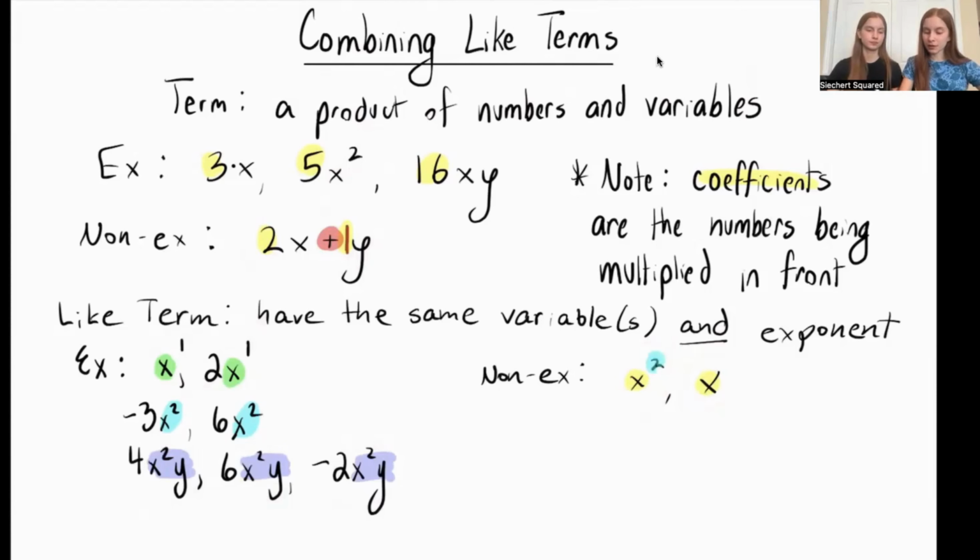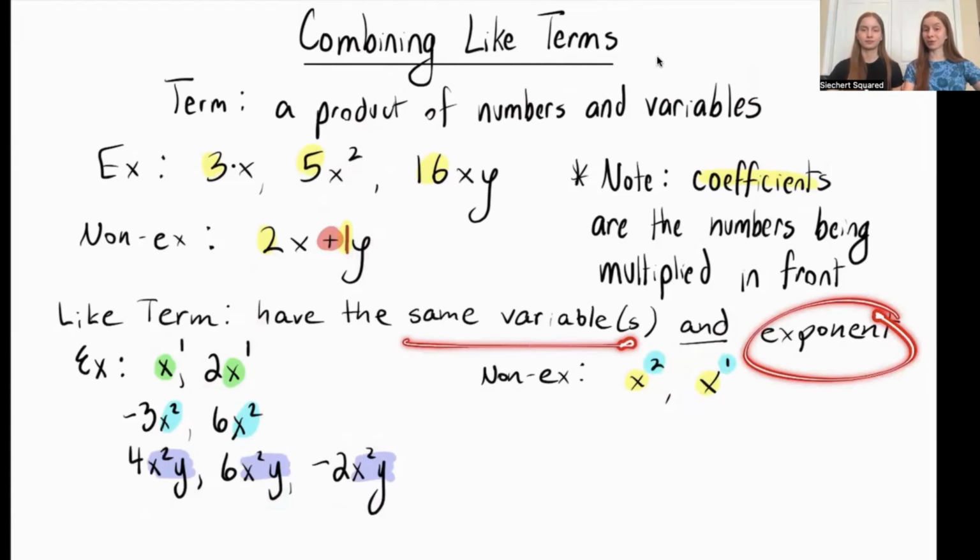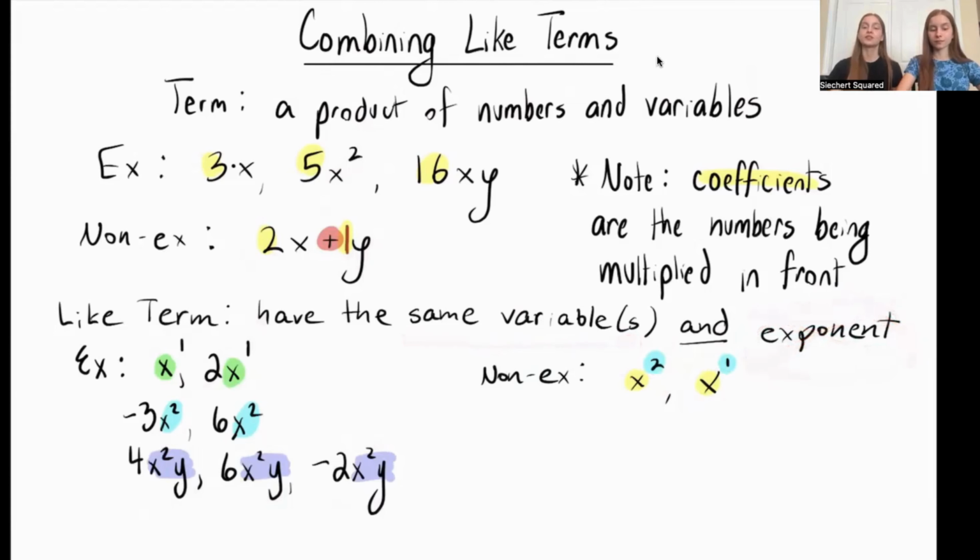For instance, this one right here has an exponent of 2. The x on its own doesn't have an exponent, so we're going to assume it's a 1. So really, that has an exponent of 2, the other one has an exponent of 1. They don't quite match because, although both have x, they do not have the same exponent at all. So that's something really important to look at. It might seem at first glance like they're like terms, but not necessarily.